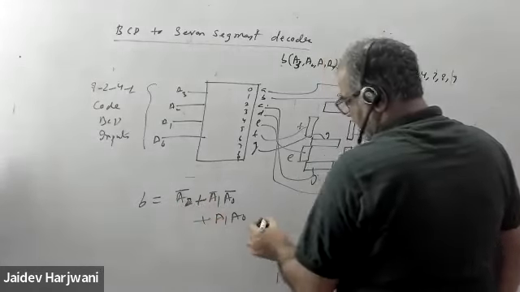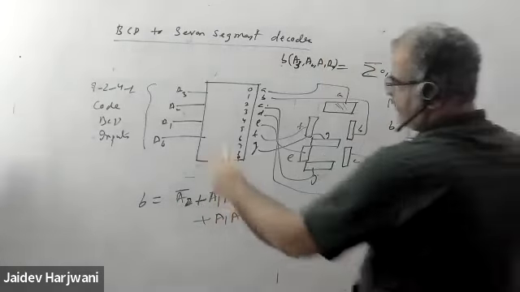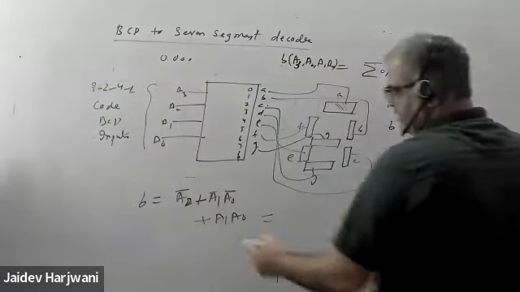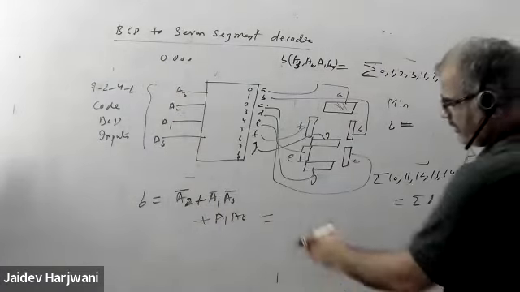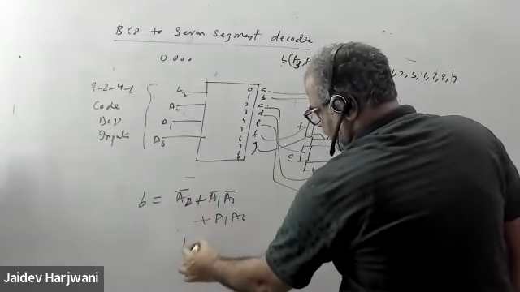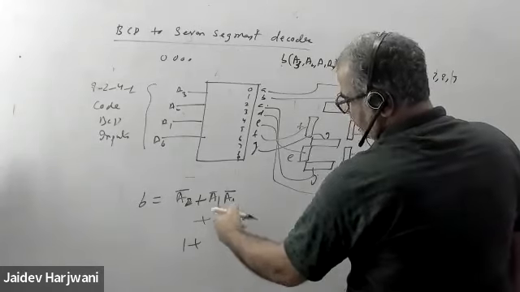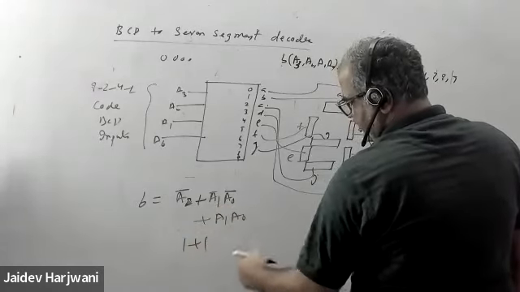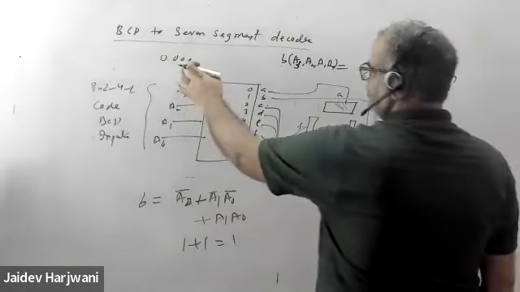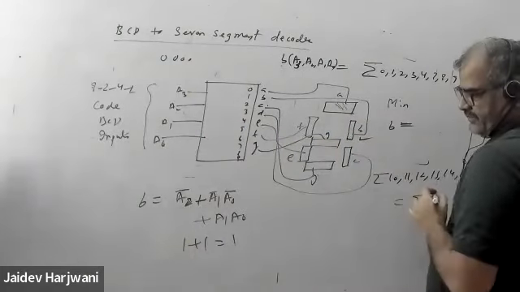Okay, now tell me, if I want to make this term 0, 0, 0, for 0, 0, 0, B value should be what? High or low? Okay, so put the values here. You put 0 here, this becomes 1. You put 0 here, this becomes 1, 1, 1. You put 0 here, this is 0, so 1 plus 1. Okay, so that means for the 0, 0, 0 combination, your B is high.